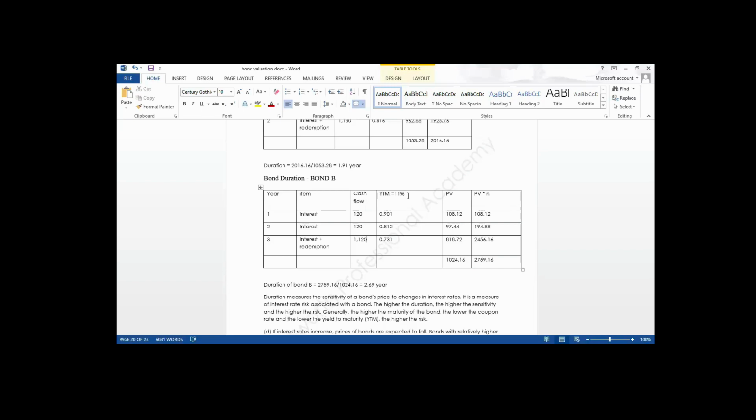For year 1 it is 0.901, year 2 0.812, year 3 0.731. Then get your present value.